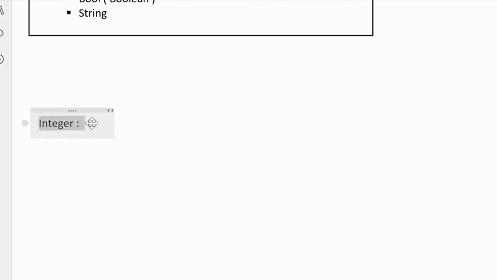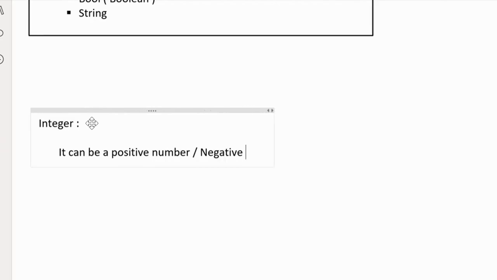An integer can be a positive number or a negative number, including zero. Zero can also be considered. That is, almost all the numbers will come under the integer without any decimal point. It can be a positive number or a negative number or a zero also, without any decimal point.